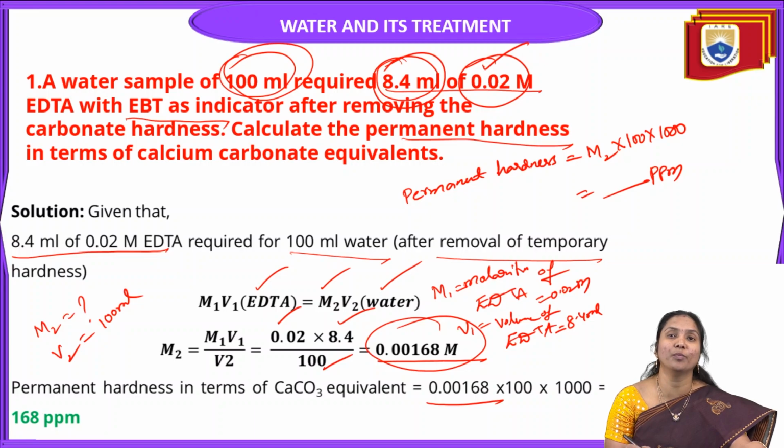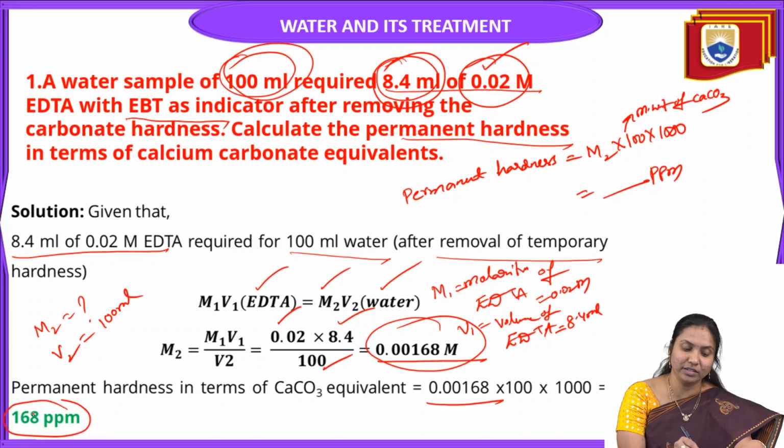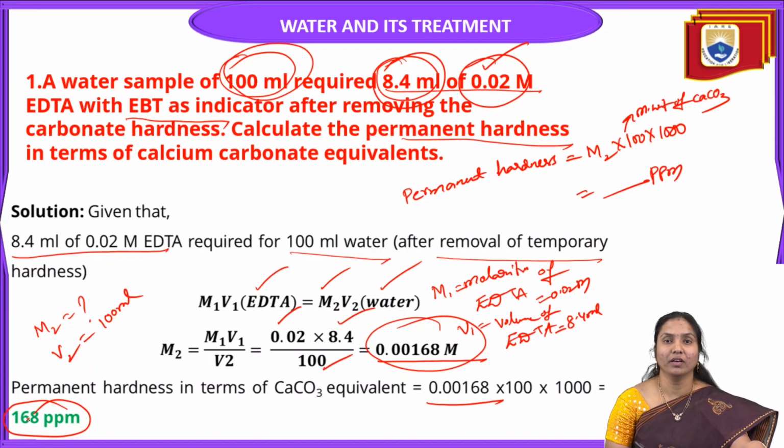So the M2 value is 0.00168 M, into 100, where 100 is the molecular weight of calcium carbonate, and into 1000, where 1000 is the total makeup solution of 1000 ml. So 0.00168 into 100 into 1000 equals 168 ppm. In this way you can calculate the permanent hardness of a given water sample by using the EDTA method.